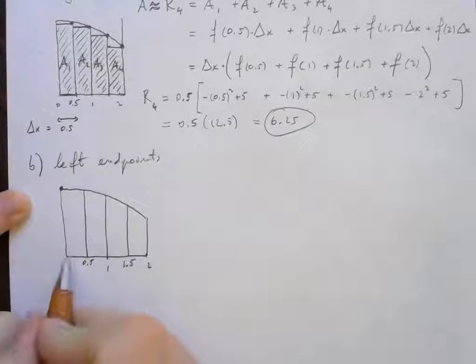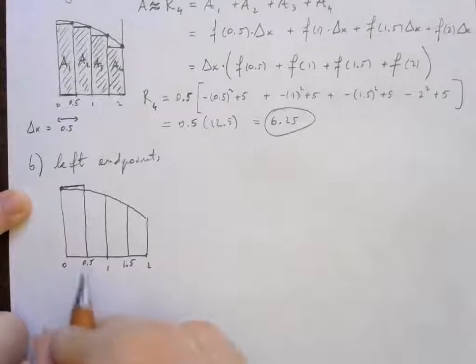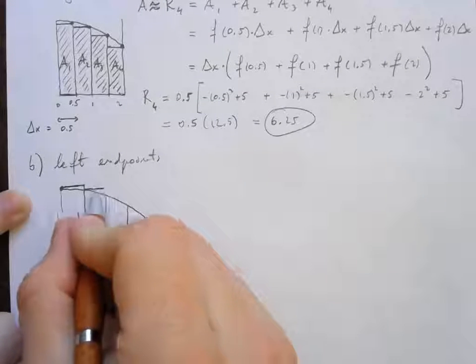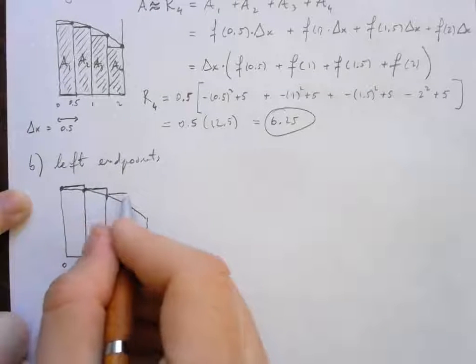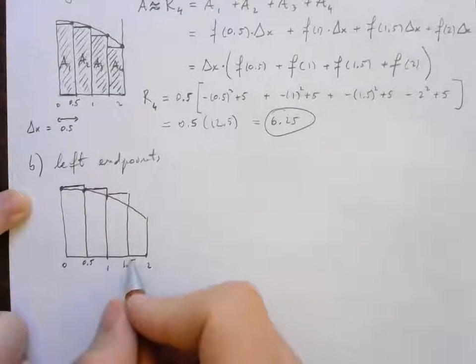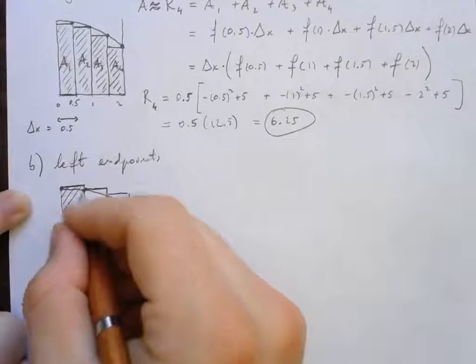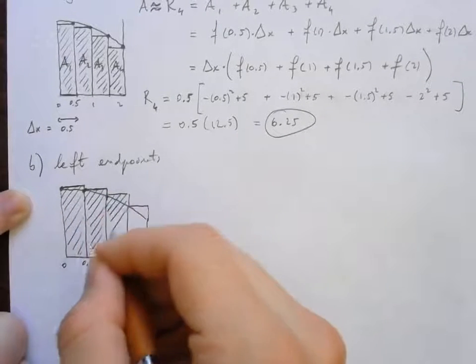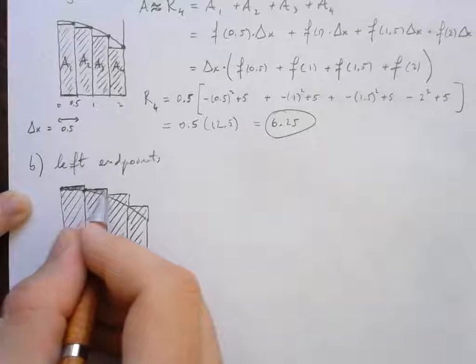So for the first one, I choose the left. I go up to the function that determines the height of my rectangle. For the second rectangle, I look at the left side, go up to the function that determines the height. For the third one, I look on the left side, I go up to the function that determines the height. And finally, for the fourth one, I do the same thing. And so notice, now, when I add the area of all these rectangles, I get this with the extra stuff on top.